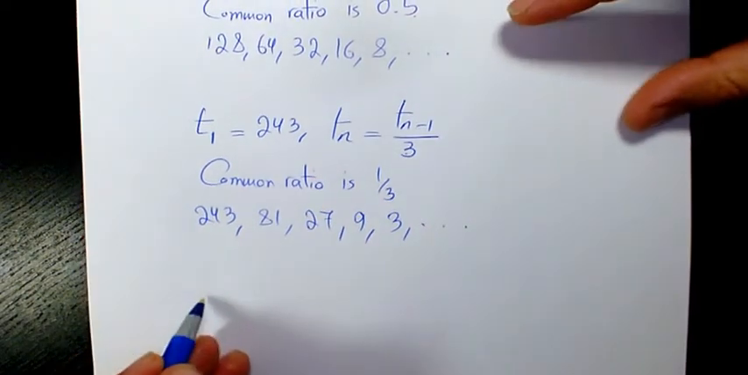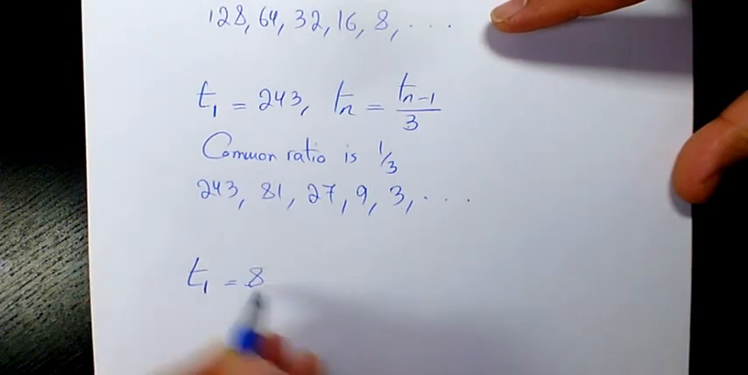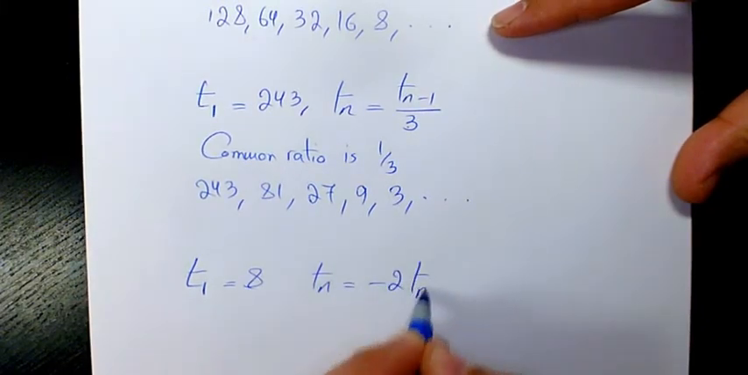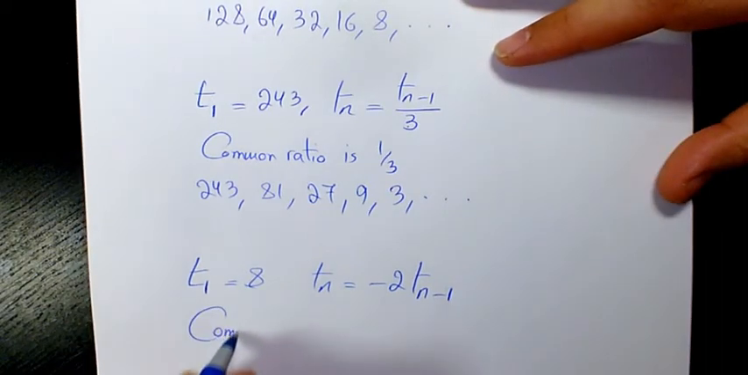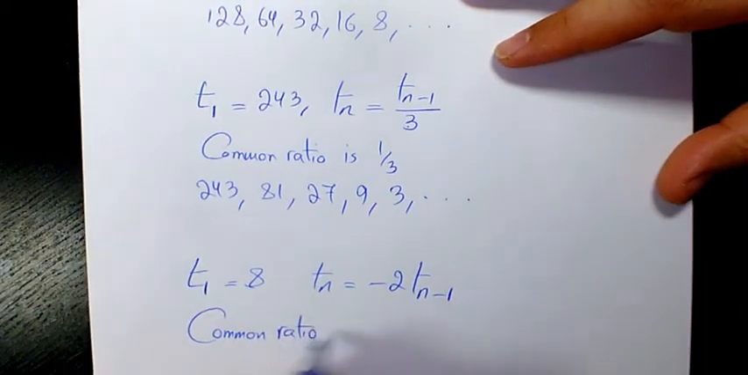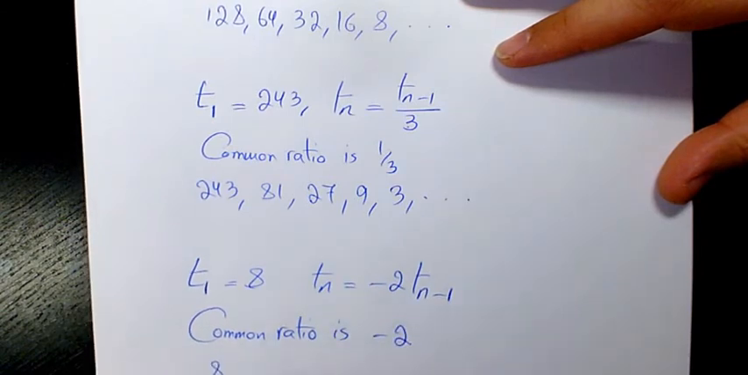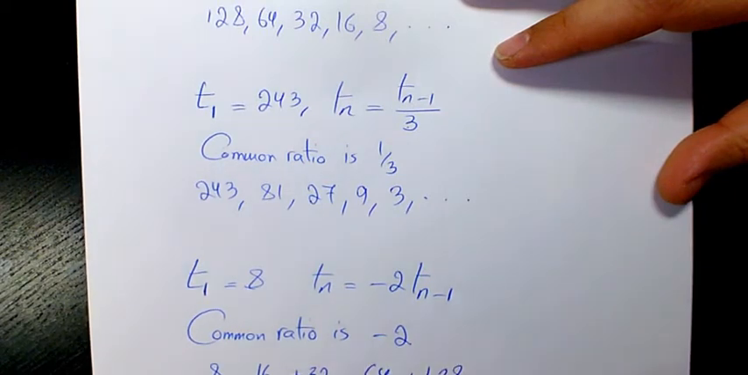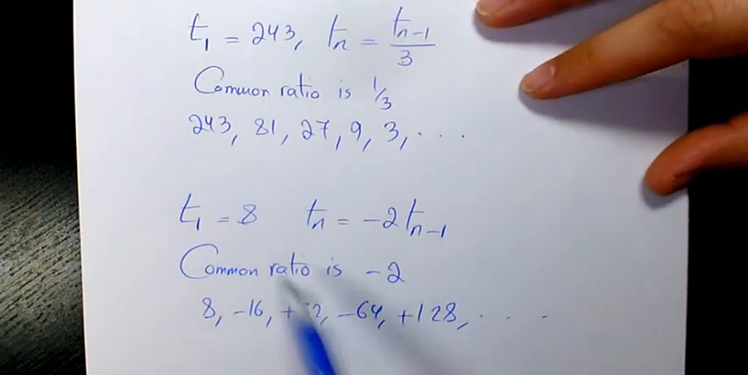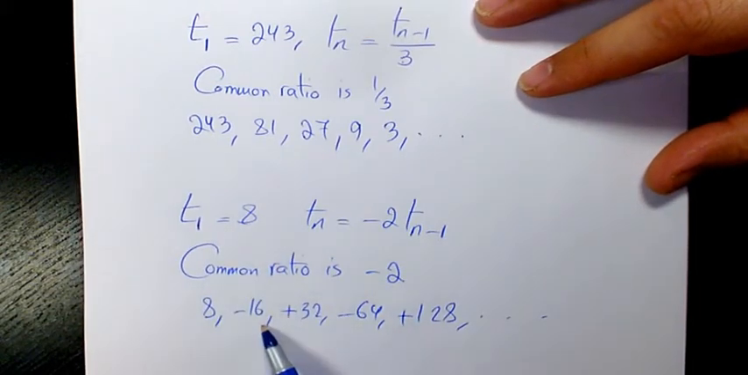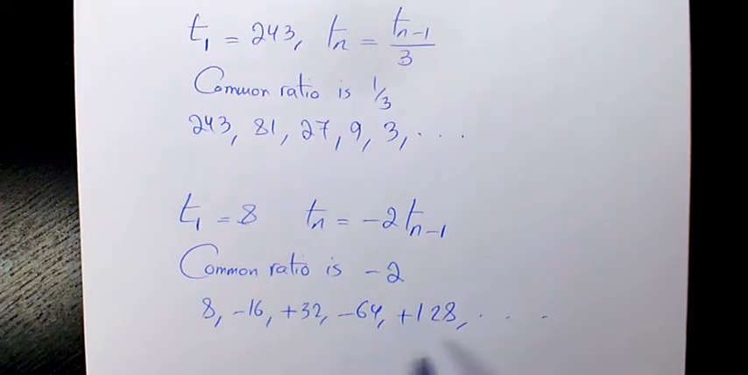Next example. T1 is 8. Tn is negative 2 tn minus 1. Common ratio is negative 2. So we have 8, negative 16, positive 32, negative 64, positive 128, and so on. Since the common ratio is negative 2, the first term is 8. 8 times negative 2, negative 16. Negative 16 times negative 2, 32. 32 times negative 2, negative 64. So negative 64 times negative 2 is going to be positive 128. So that's how we write these terms.